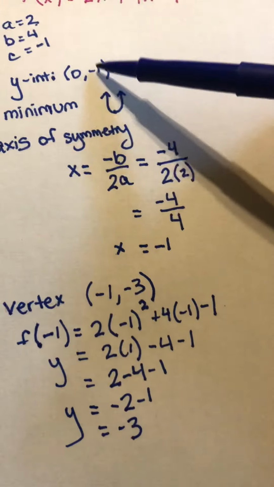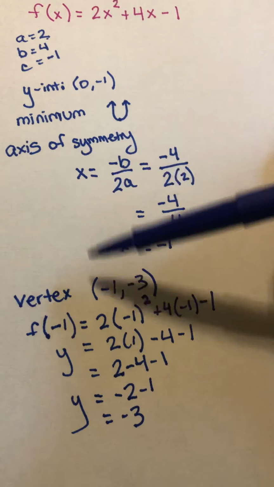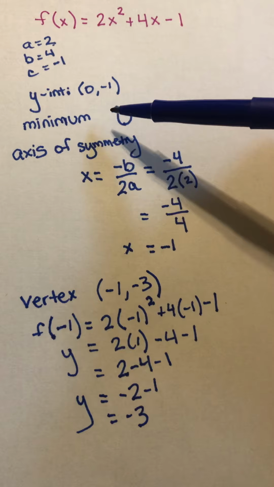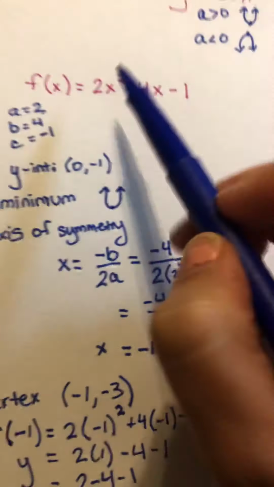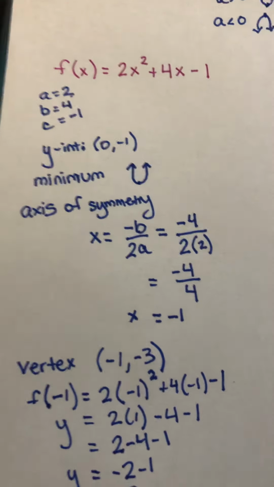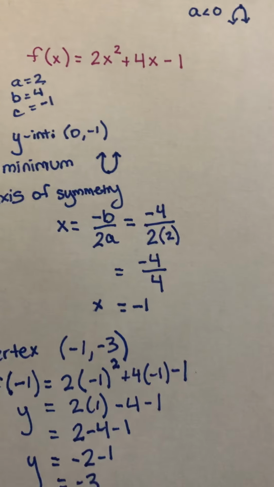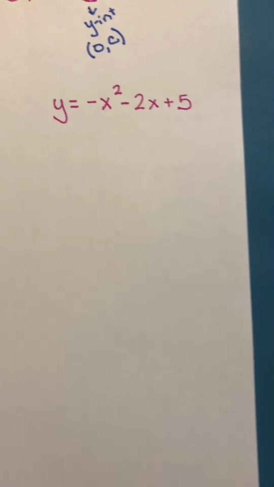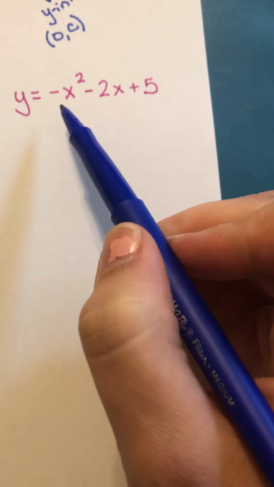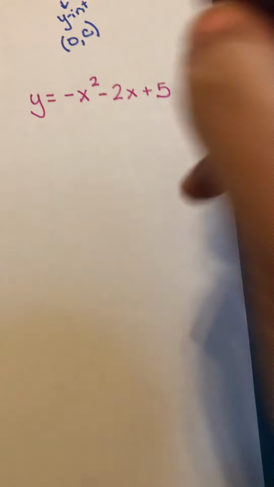Now we have found our y-intercept, our vertex at negative 1, negative 3, which is a minimum, and our equation of the axis of symmetry from the given standard form equation, which means we have enough information to create that graph, which you'll see in lesson 2. So let's go ahead and try it with this equation: y equals negative x squared minus 2x plus 5.